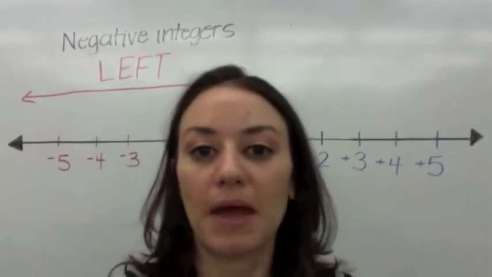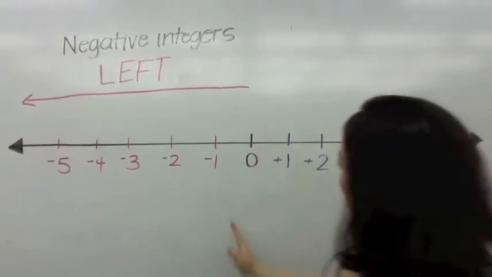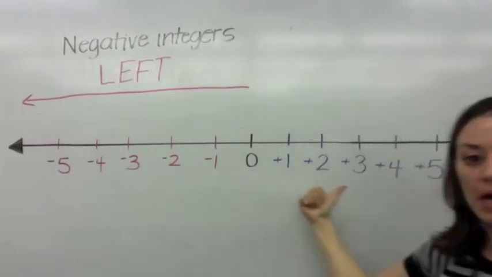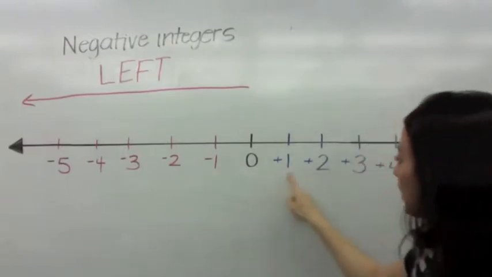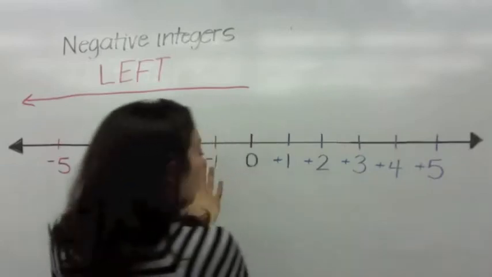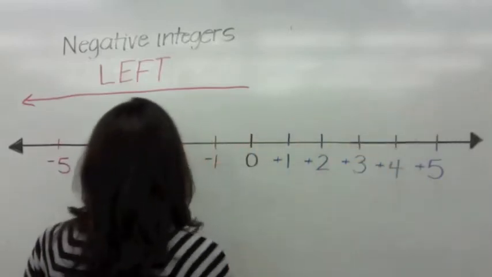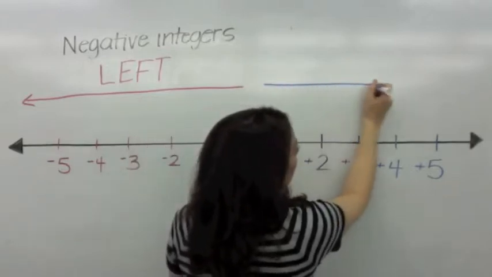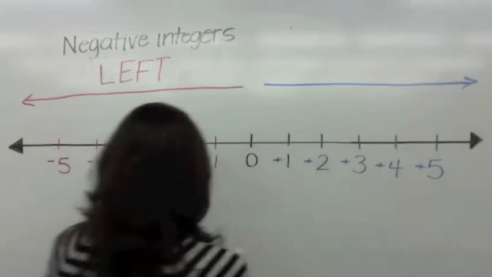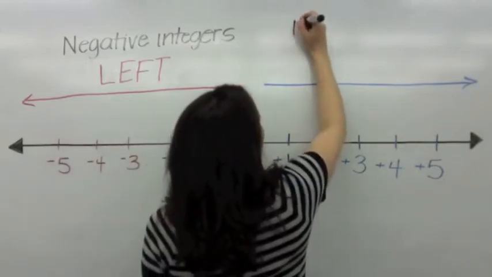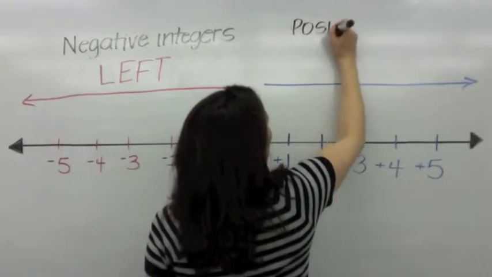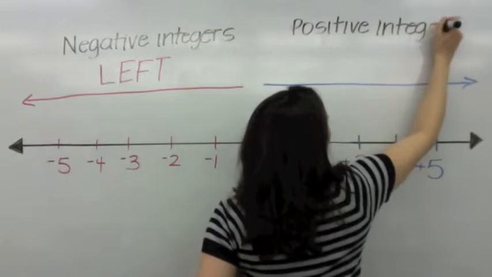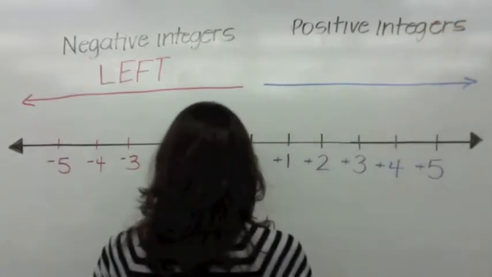Now we're going to talk about once you get to 0 and then you start counting positive numbers, what direction do positive numbers go? 1, 2, 3, 4, 5. You're going the opposite of left, which is right. So when you're dealing with positive integers, they go to the right. You're going to write positive integers to the right.